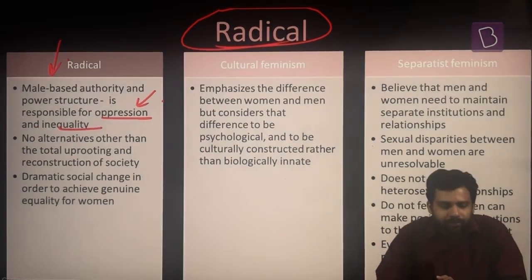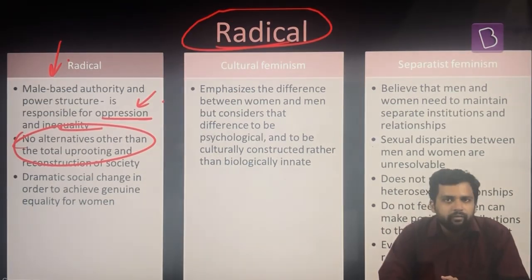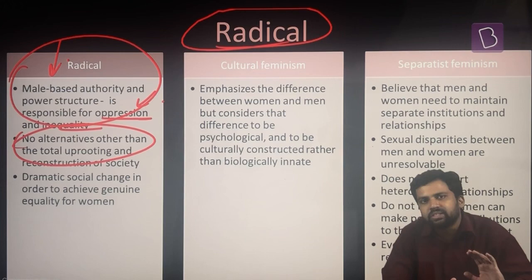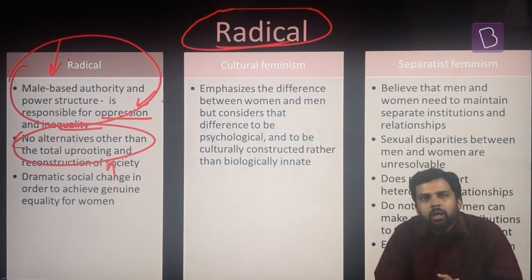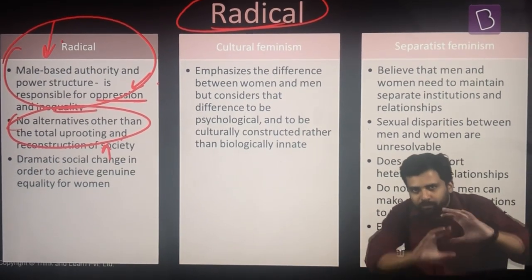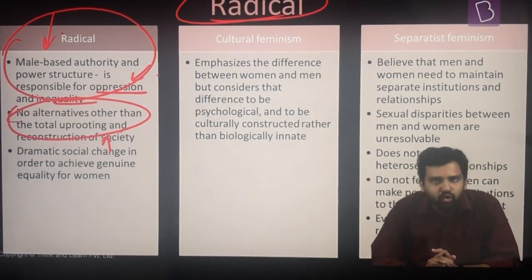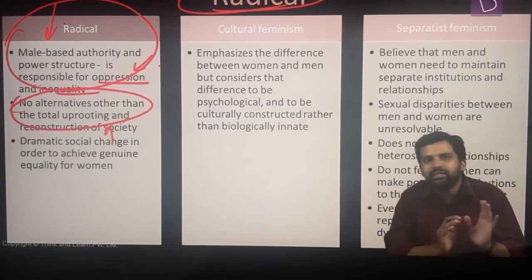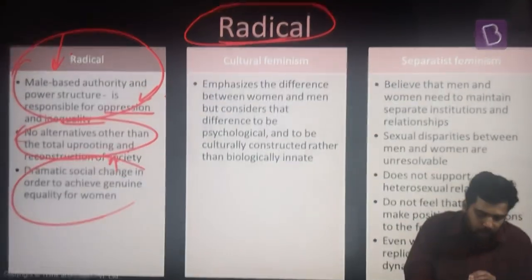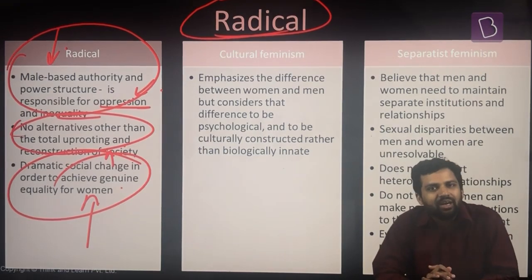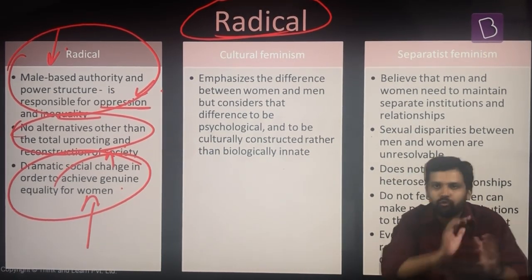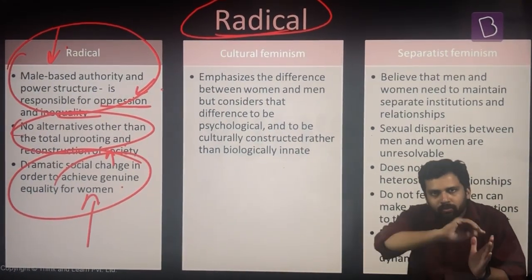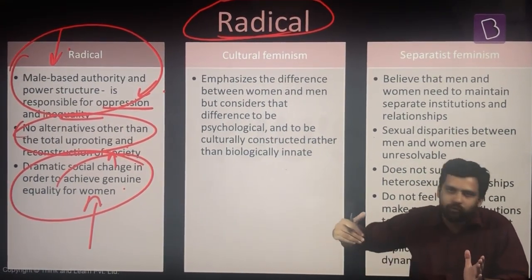So they feel that there is no alternative to this kind of system apart from uprooting the entire system and reconstructing it. So total uprooting of the present social structures, power structures has to happen, and then you can reconstruct society. Apart from that, there is no other solution to it. So dramatic social change is required to bring women to equal footing.